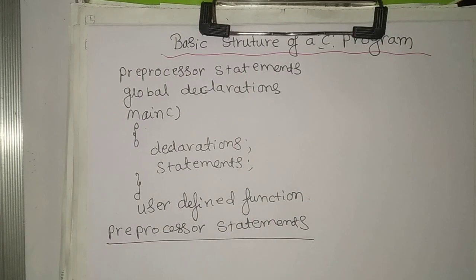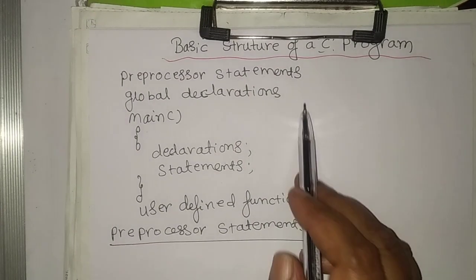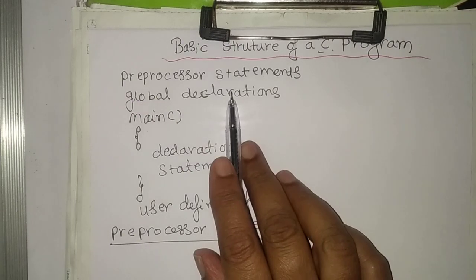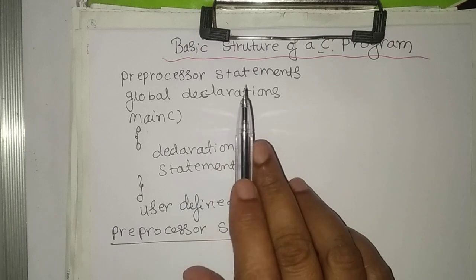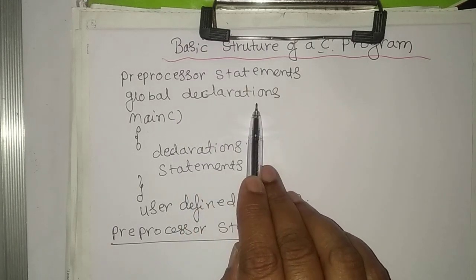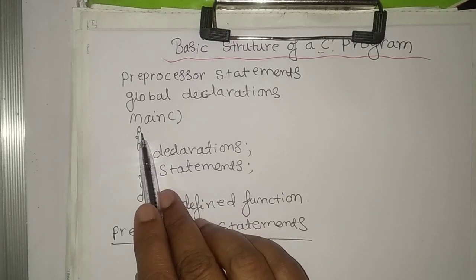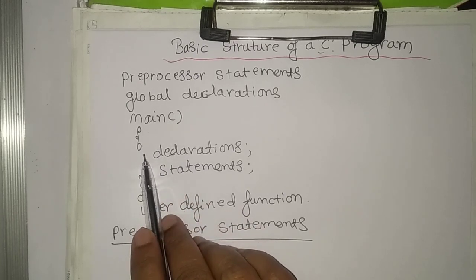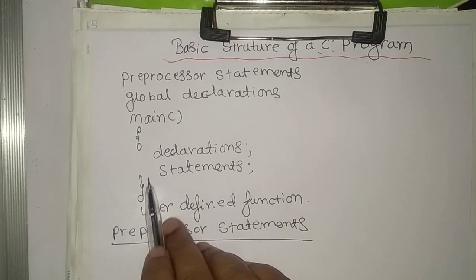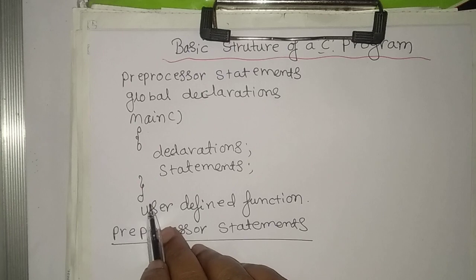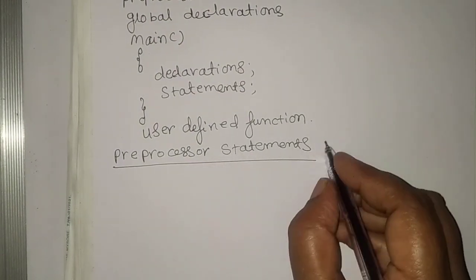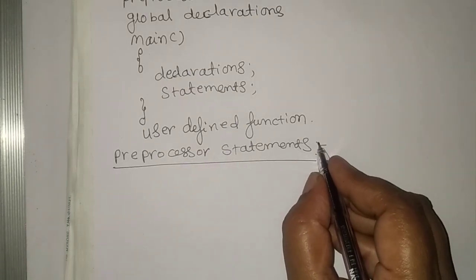Welcome back, students. In this class we study the basic structure of a C program, that is chapter 3. So here in C programming, the first statement will be the preprocessor statement, followed by the global declaration, then the main, which is started with a bracket, then followed by the declarations, then the statements, then this is closing the main, followed by the user defined functions. So we'll see each and every statement here.